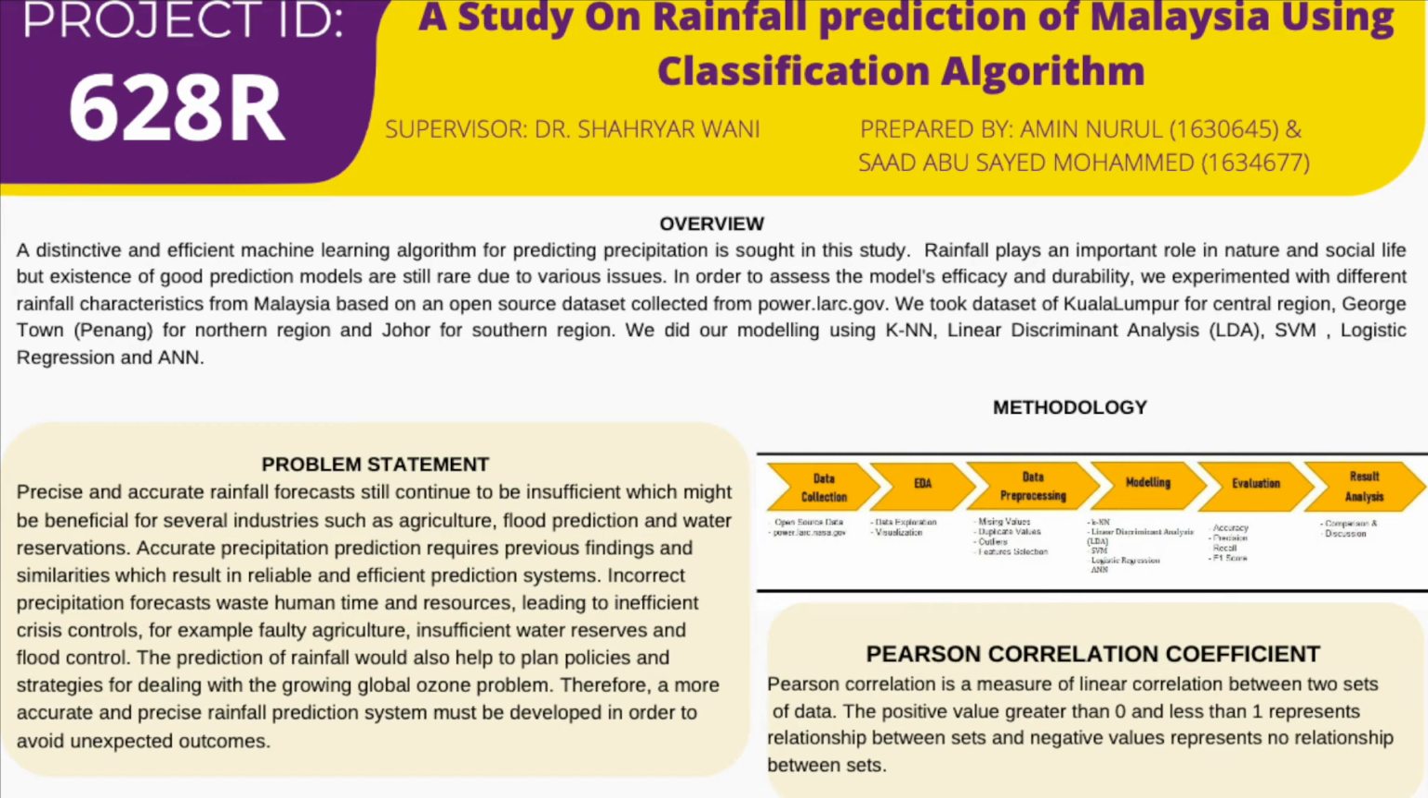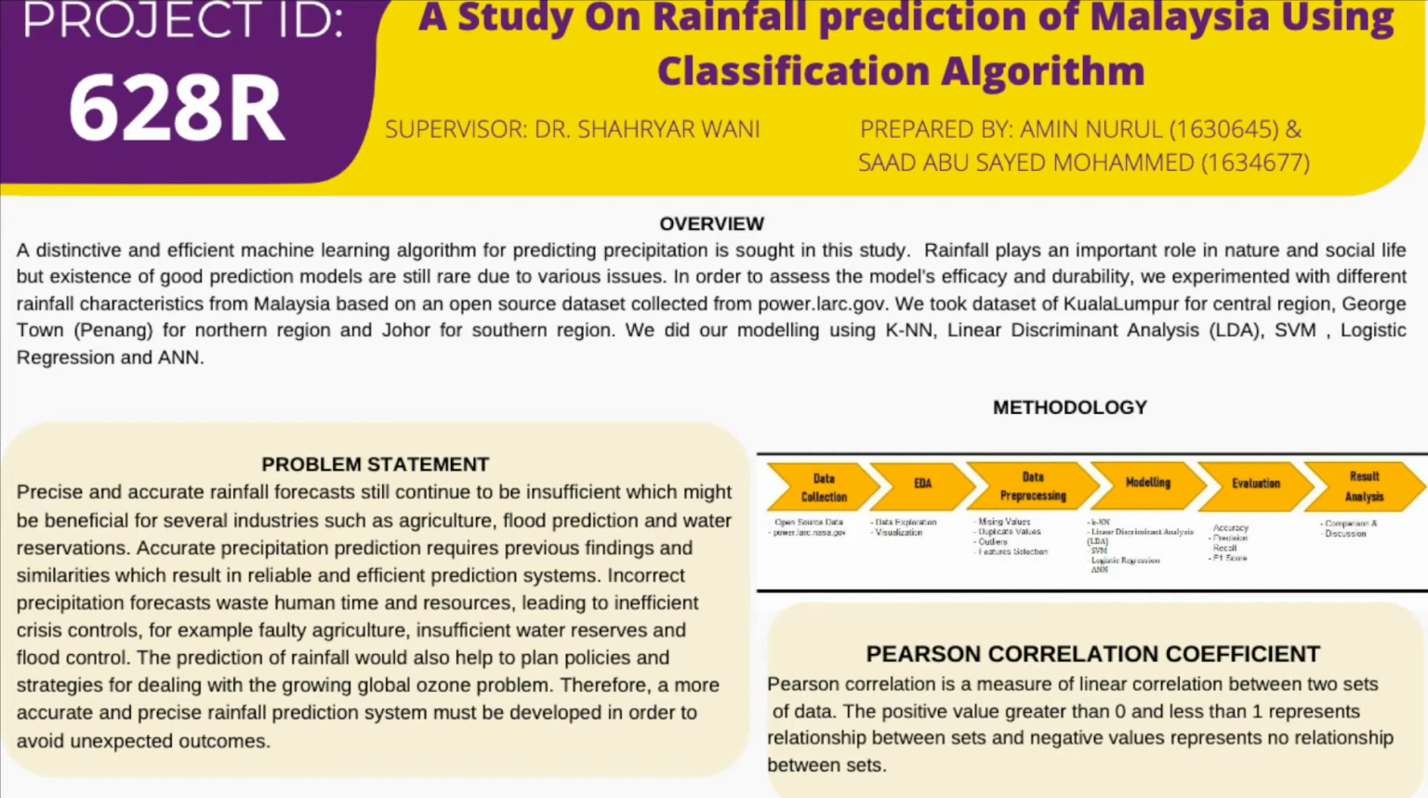Now I am going to talk about our final year project, which is a study on rainfall prediction of Malaysia using classification algorithms. Our project ID is 628R. Our supervisor is Dr. Sharia Roni and my group mate is Saad Mhammed. So let's have a look at the overview of our project.